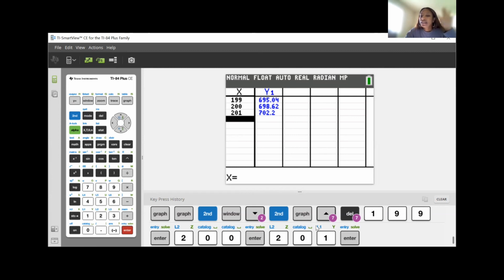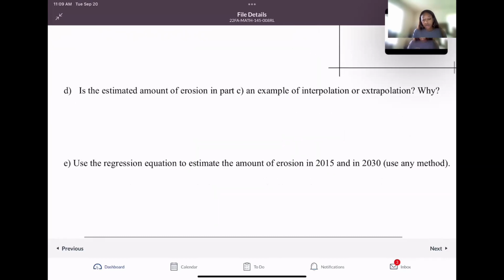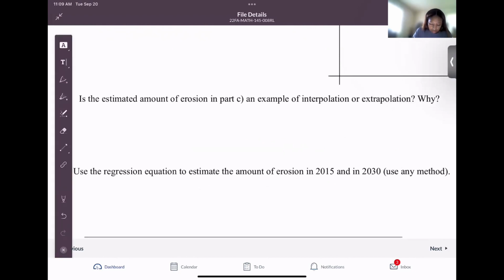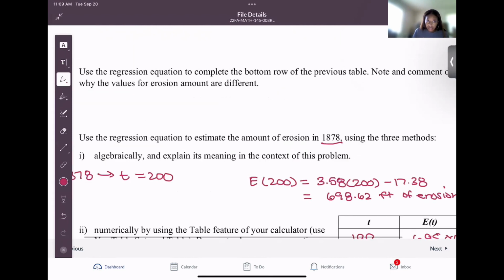Right, and to find a good stopping point for this problem, I want to bring this back around to our idea of interpolation versus extrapolation, because we went over those definitions, but we didn't really get to see an example of it. So part D asks us, is the amount of erosion in part C an example of interpolation or extrapolation? Why? So we had T equal to 200 for part C. We were looking at the year 1878.